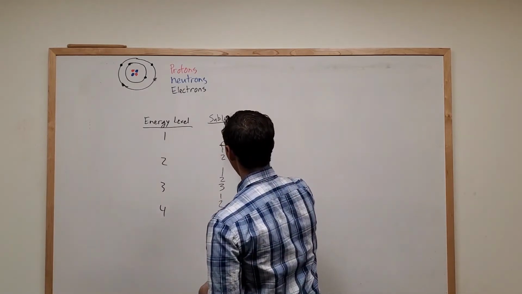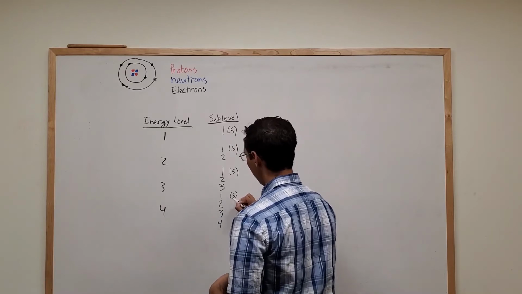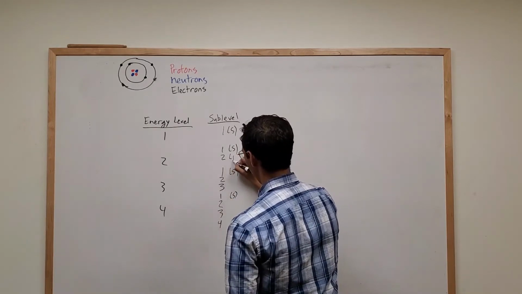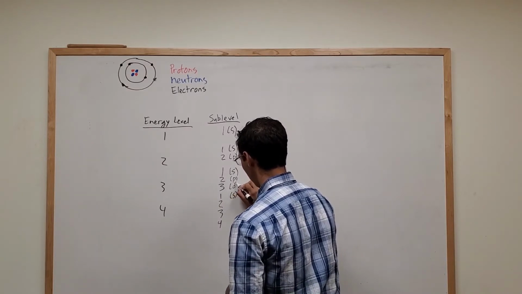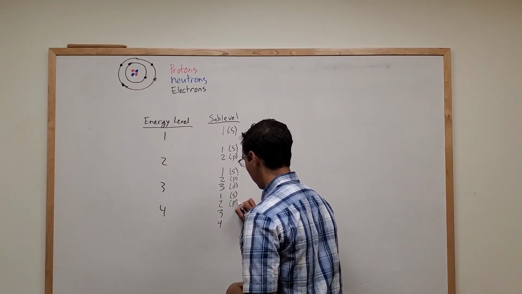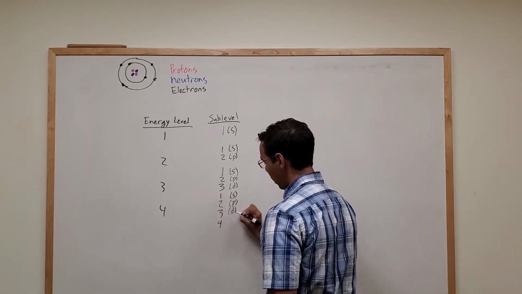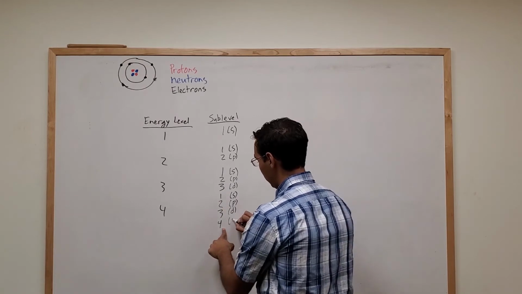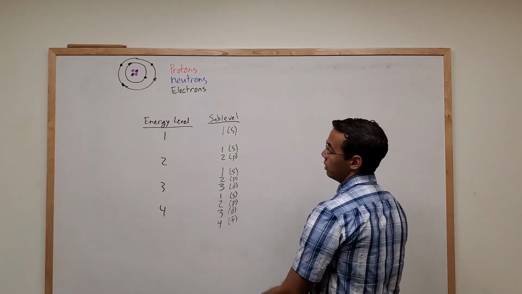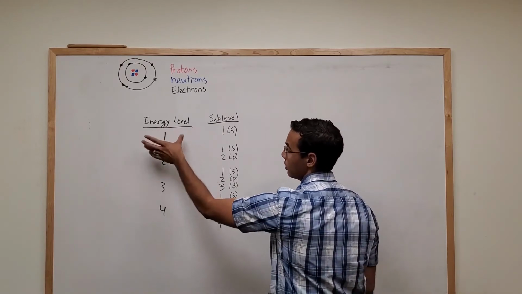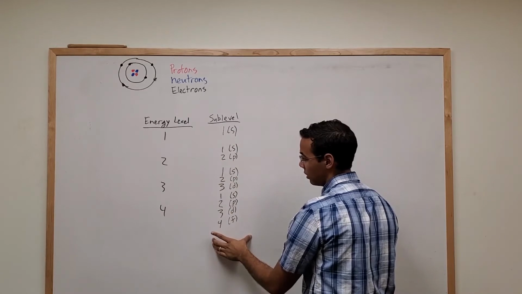So this one's going to be S. All the ones are going to be S. And then 2s are going to be known as P sublevels. And then the 3s are going to be known as D sublevels. And then finally, the 4s are going to be F sublevels. So a good way to think about it, this is your state, this is your city. Okay?